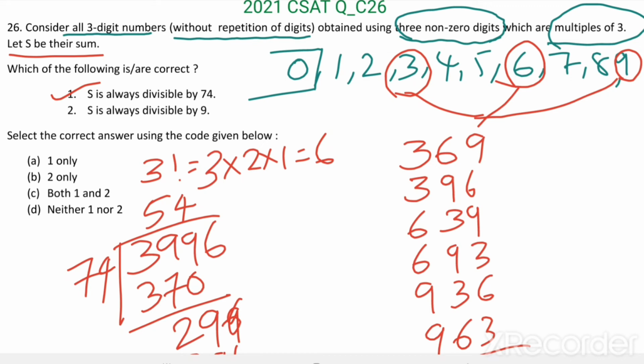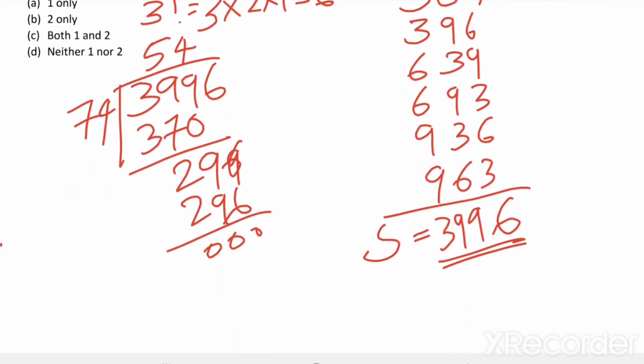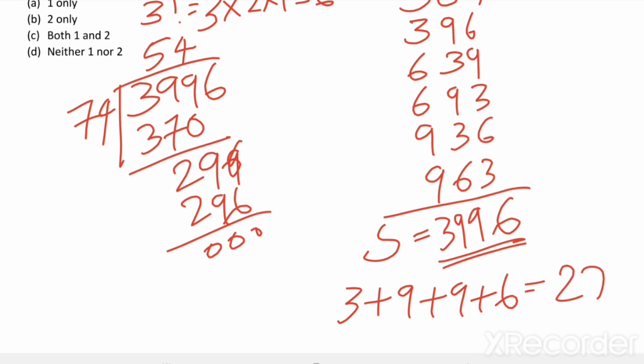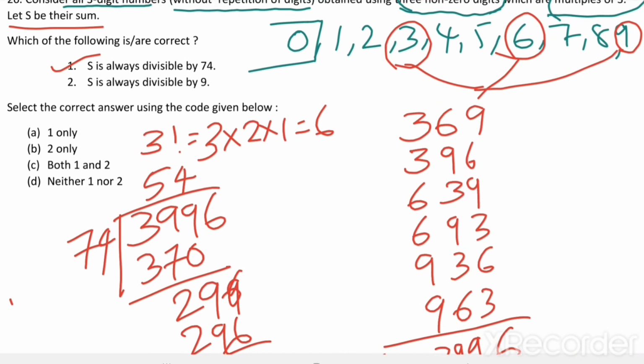Then statement 2, S is always divisible by 9. What is the divisibility test for 9? The sum of the digits should be divisible by 9. 3 plus 9 plus 9 plus 6 equals 27. 27 is exactly divisible by 9, 3 nines are 27. Therefore, this is also divisible by 9. So we can say S is always divisible by 9. Second statement is also true.